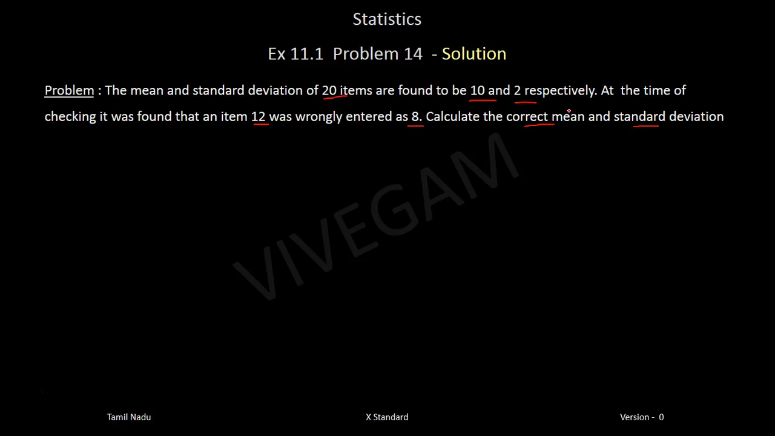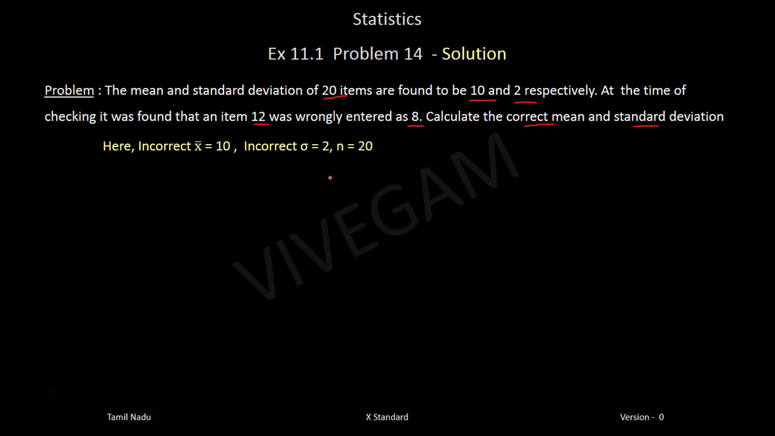Okay, so what they say is that there are 20 items and the mean and the standard deviation were found to be 10 and 2. But what has happened is that, instead of writing 12, they had entered 8 for one item. So as a result, this mean and sigma are not right. They are the incorrect mean and incorrect standard deviation. We are asked to find the correct mean and standard deviation. It's quite an interesting problem. We'll explain it as we go.